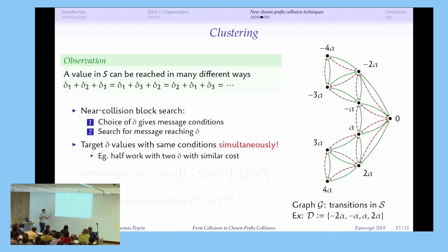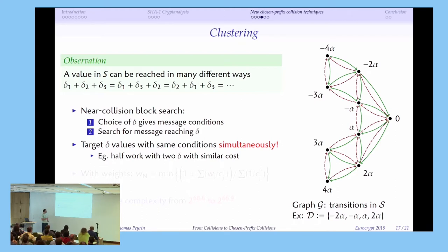But actually, in many cases, you can have several differences that are useful for you and that have the same message conditions. And what this means is you're going to choose several interesting target deltas. If they all have the same message condition, you can find a message for any of them simultaneously. And if you have, for instance, two possibilities for the target, then it's twice as easy to reach one of them. And then the cost of each block becomes much smaller. And that's really the trick that we use here.